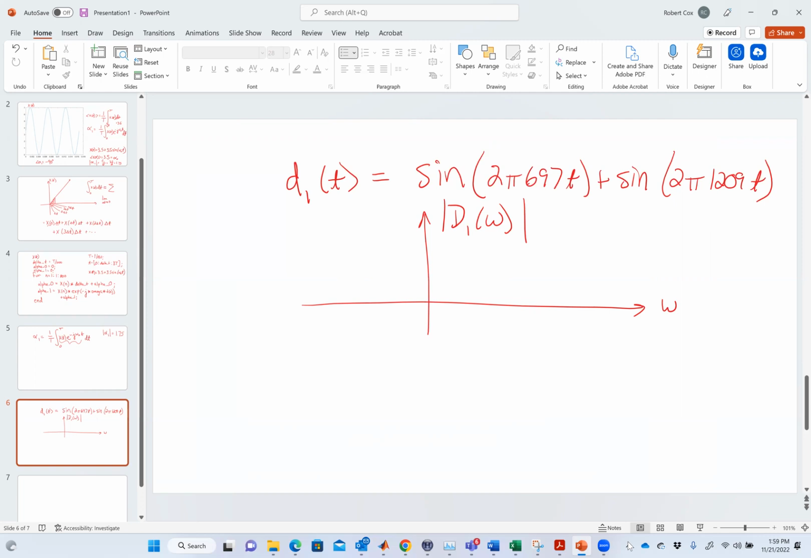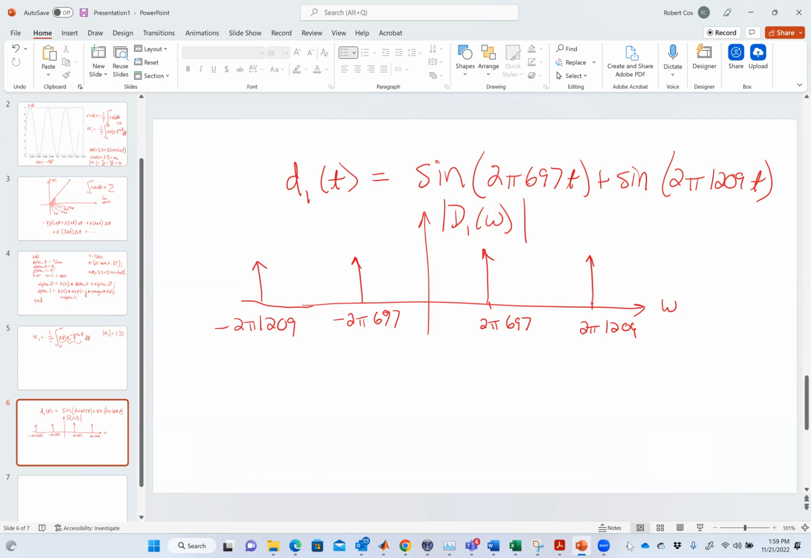It should have delta functions, one at 2 pi 697, and one at 2 pi 1209, and also at the negative values: negative 2 pi 697 and negative 2 pi 1209.